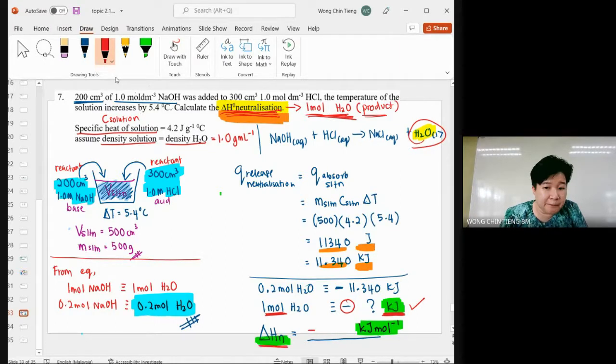Tapi kalau kamu tulis balik jawapan kamu, tulis balik delta H neutralization equals to negative berapa? Kilojoule per mole, because that is for the enthalpies of neutralization. Makes sense?